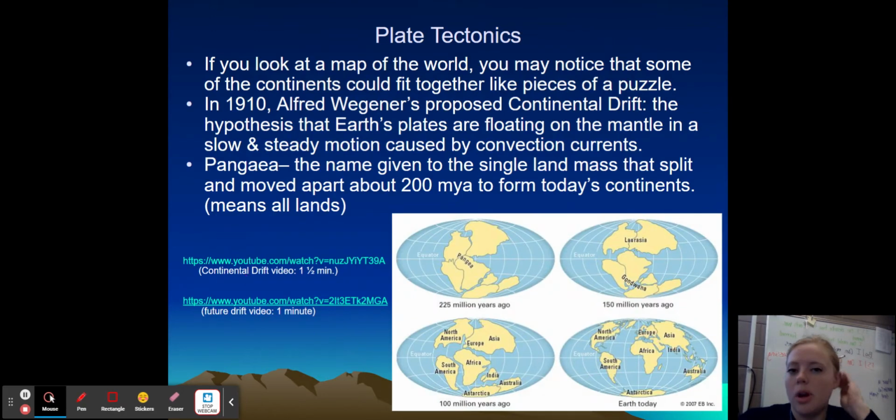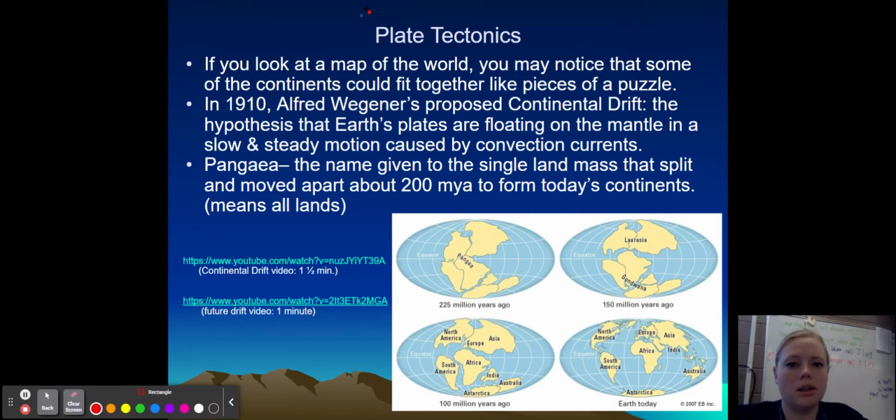All right, today we are going to talk about plate tectonics. So you do need to write these in your notes to be used for other things. So go ahead and title this Plate Tectonics. If you look at a map, you'll notice that the pieces fit together. So if you were to cut out the continents, they would fit together.